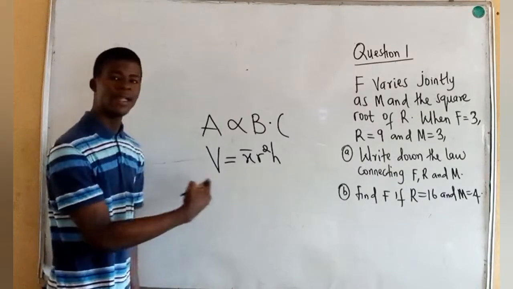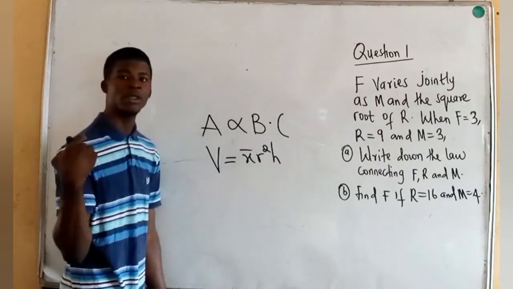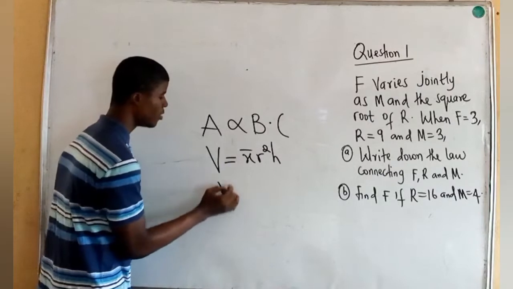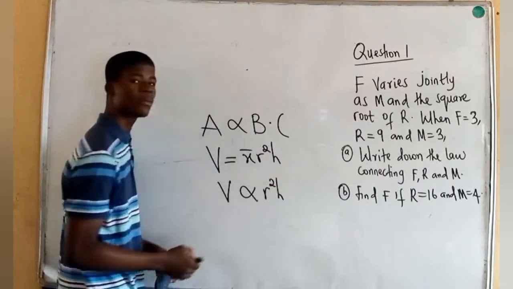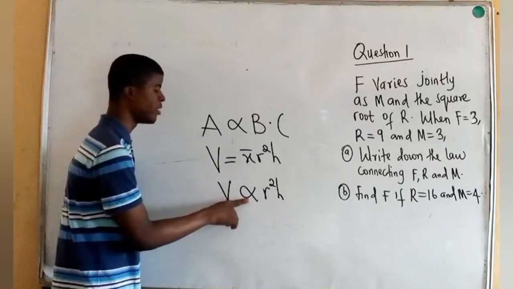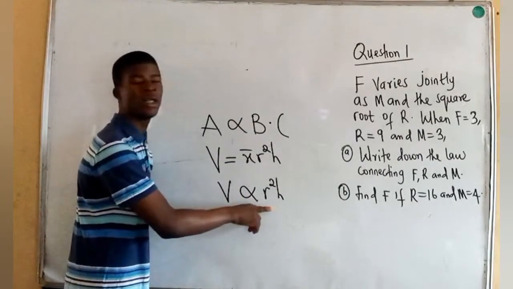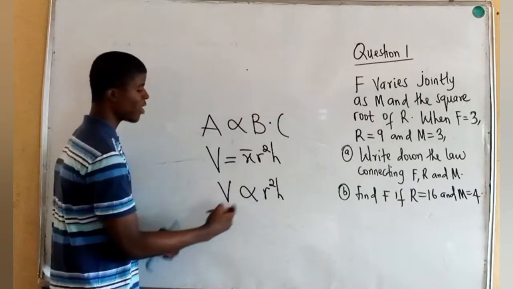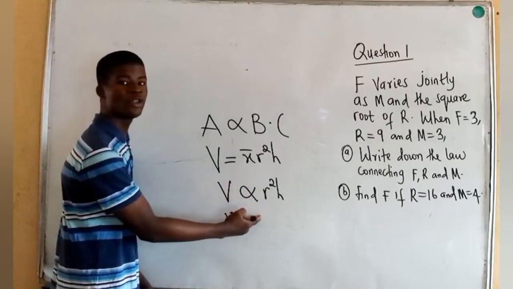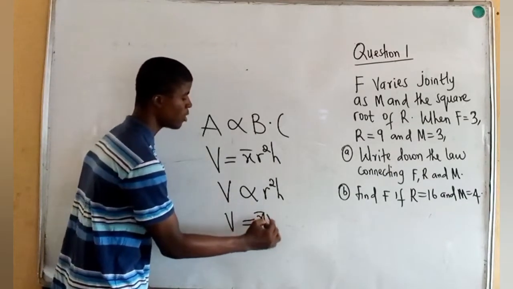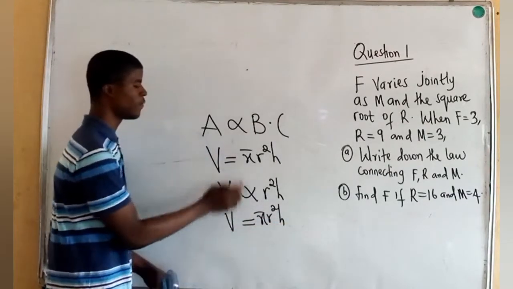So I can write this equation backward in variation terms as V varies jointly as r squared h, or V varies directly as the product of r squared and h. If I remove this sign, I have my equation back. V is equal to, I will have to introduce a constant, pi r squared h. So this is the formula.